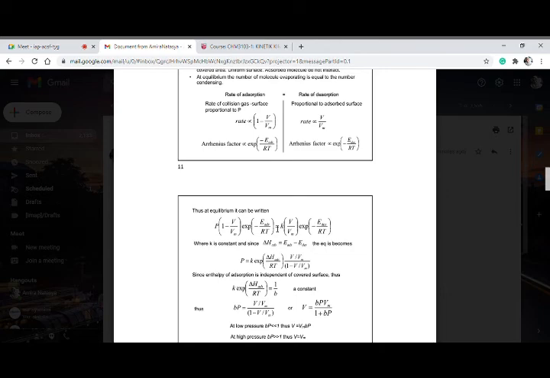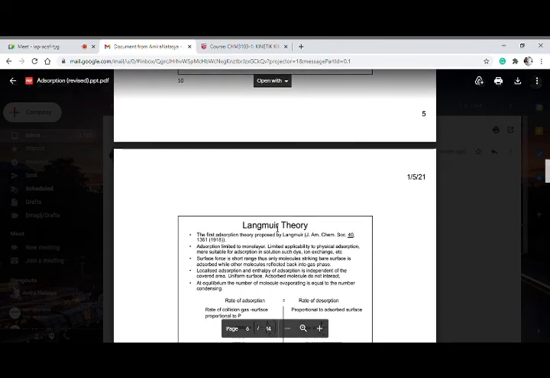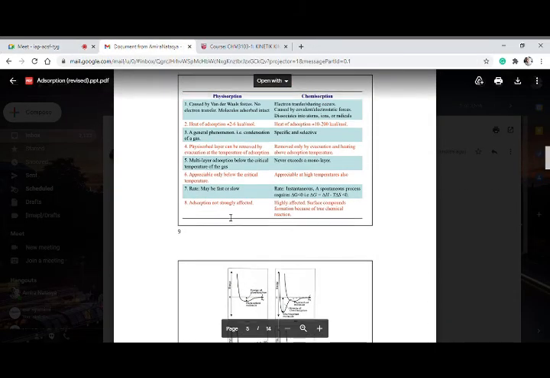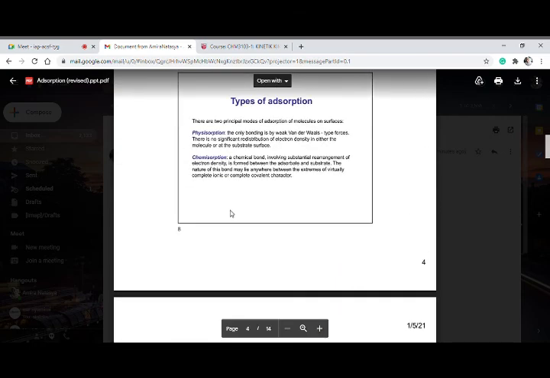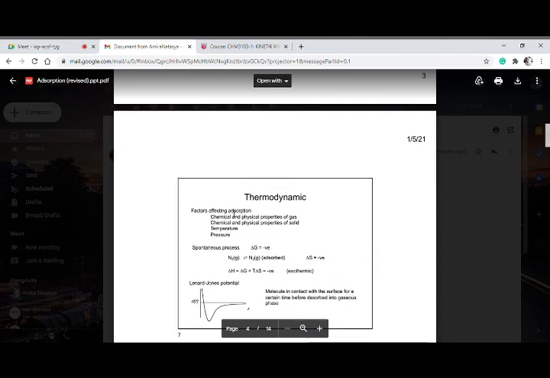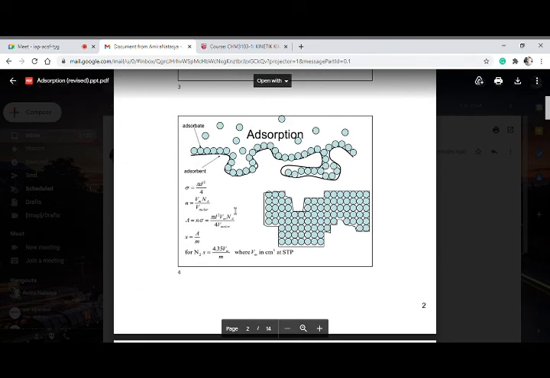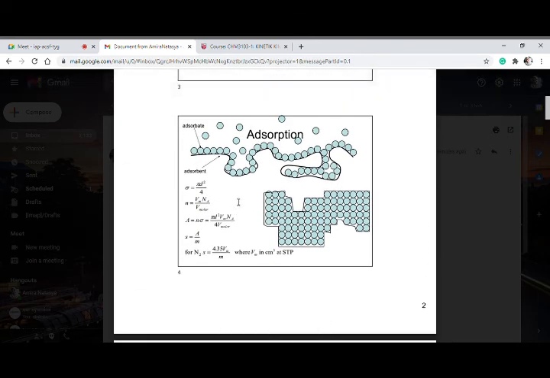So meaning that if you know the pressure, and you know the amount adsorbed, you can then straight away calculate 1 over Vm, or Vm, from only 1 point. One data point. Just now we also saw 1 point for the Langmuir. This is 1 point for the BET.